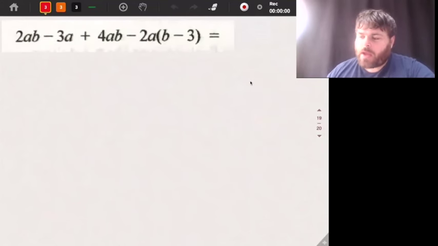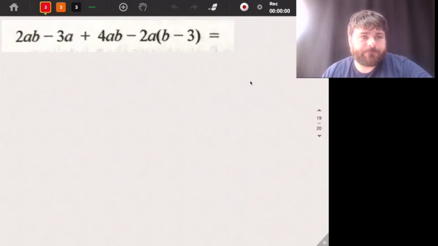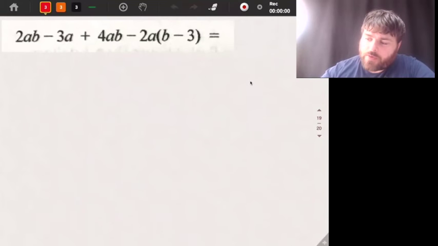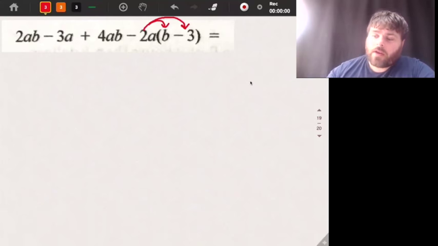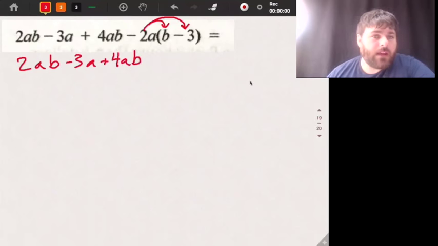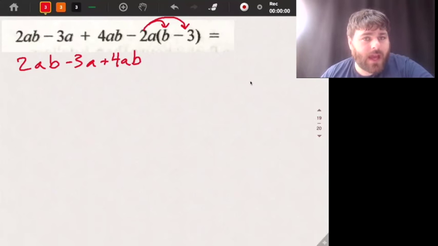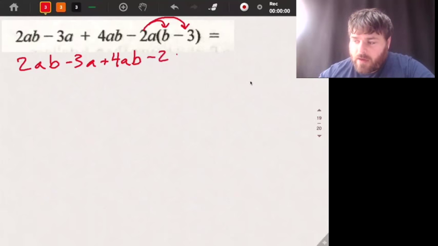All right, next problem. This is going to be another one where it's an expression. Okay, so what do we do here? Well, we combine all our like terms, but first we've got to distribute. I see a group, a b and a -3 inside of parentheses with a number out front. We've got to distribute. Okay, so let's rewrite this. 2ab minus 3a plus 4ab. Now, -2 times a times b. That's just -2ab.